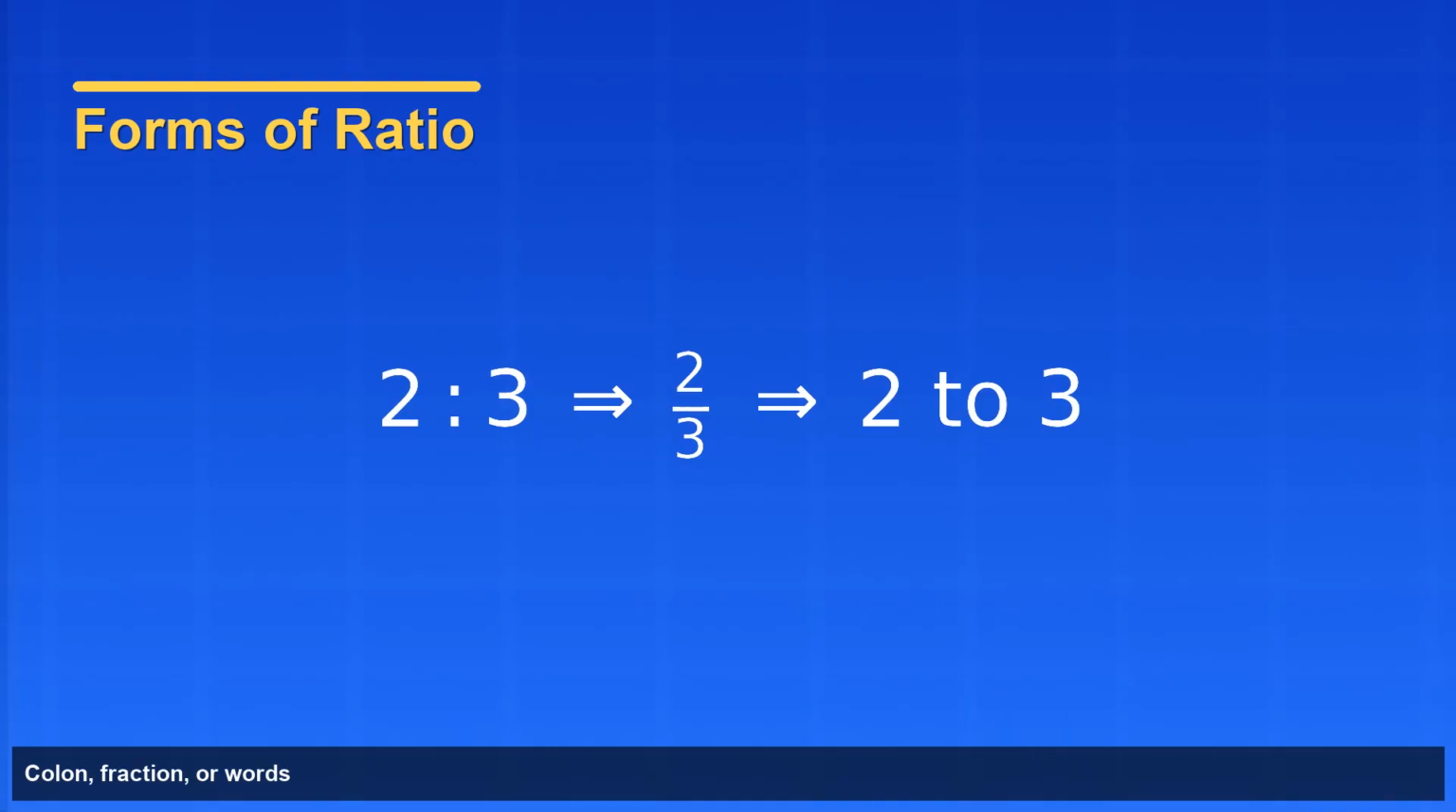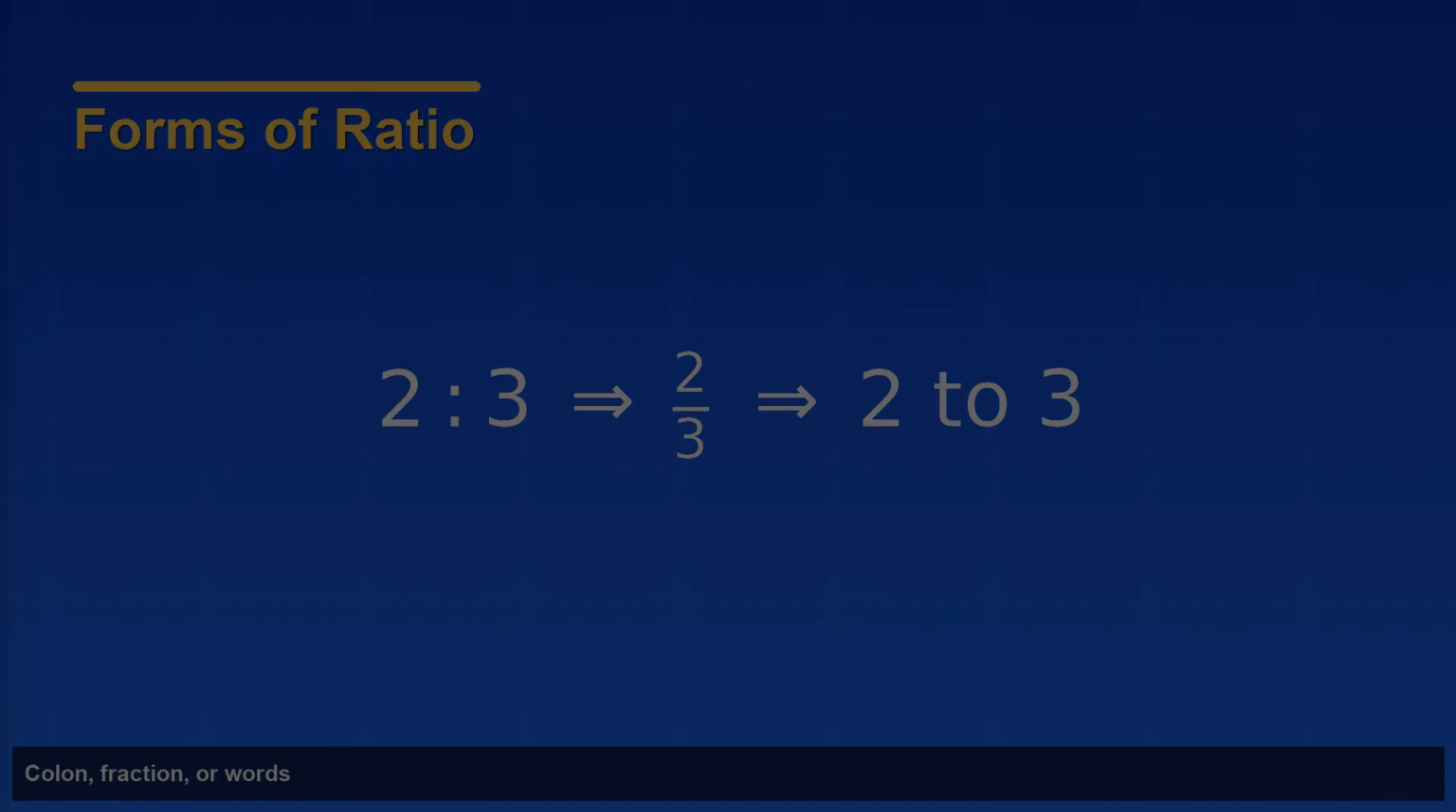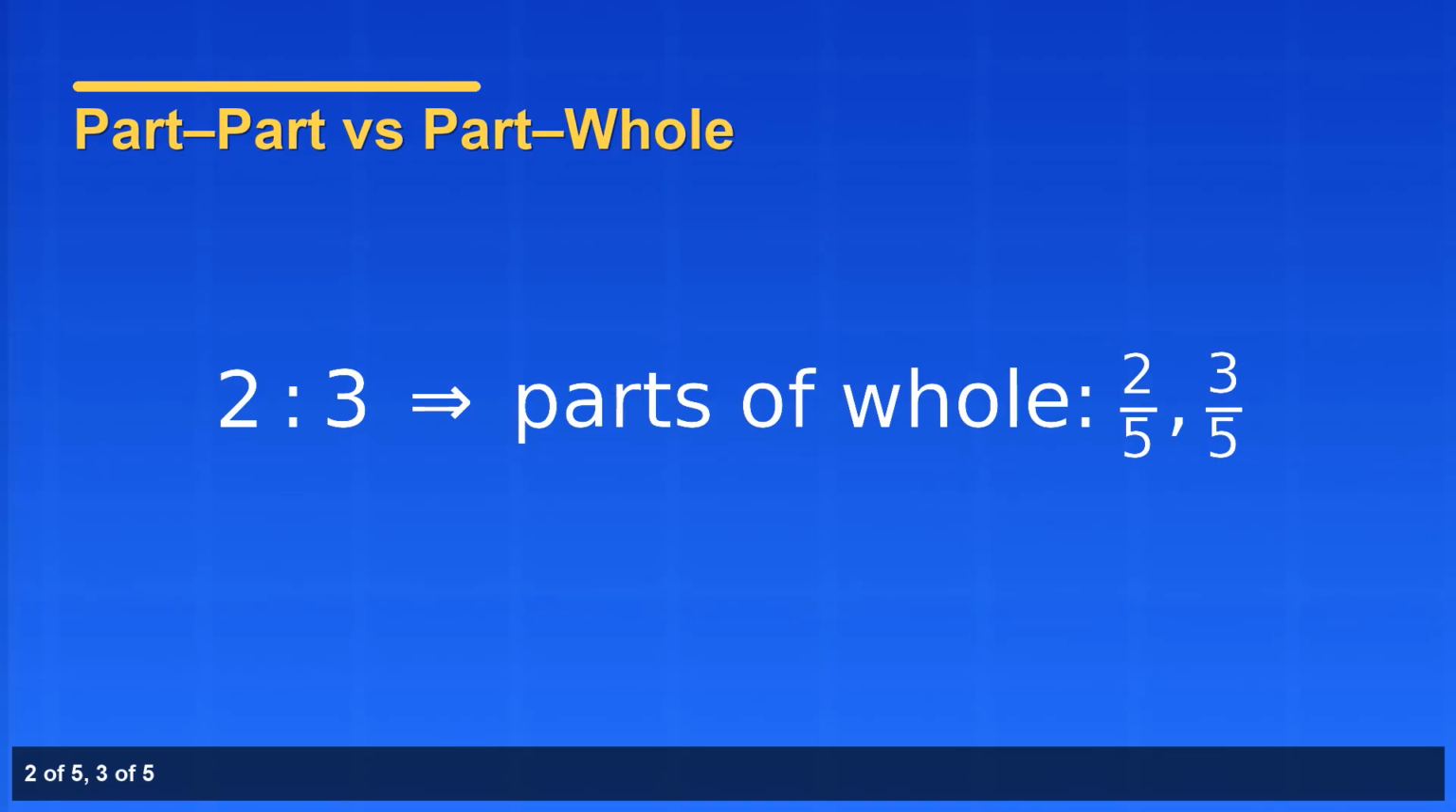A ratio can be written using a colon, as a fraction, or in words, like 2 to 3. All represent the same comparison. A ratio like 2 to 3 is part to part. Together they make 5 parts of the whole, not 2/5 and 3/5.